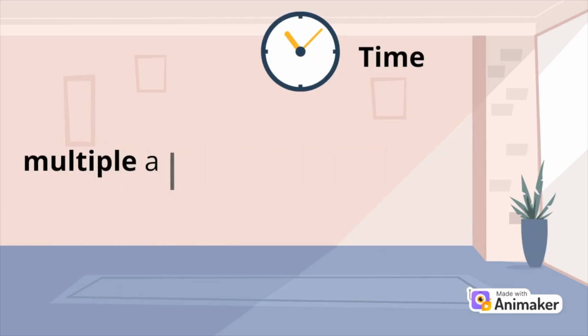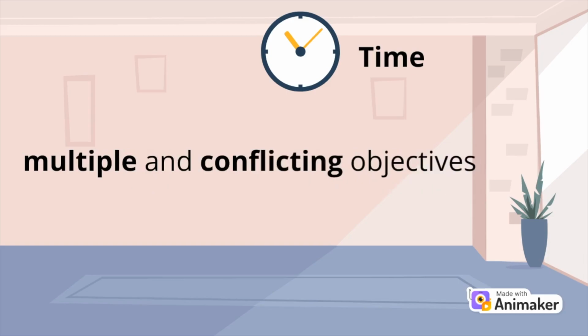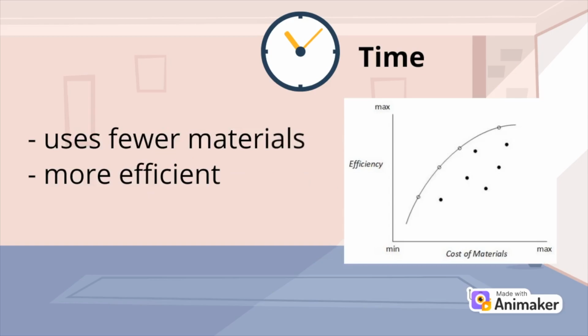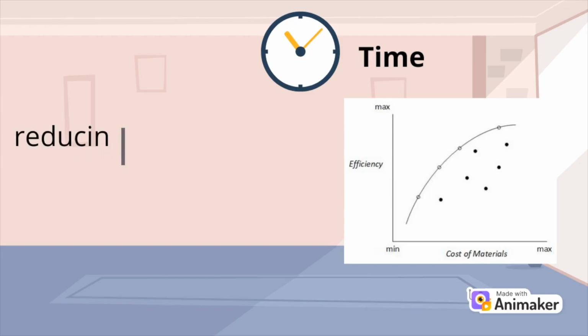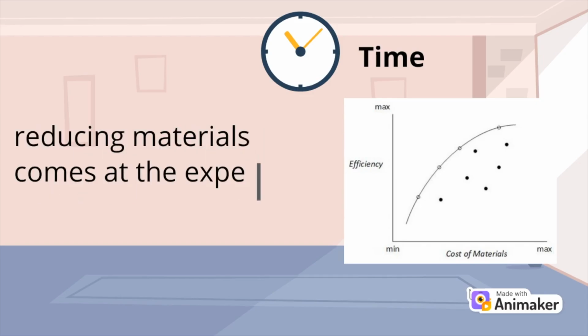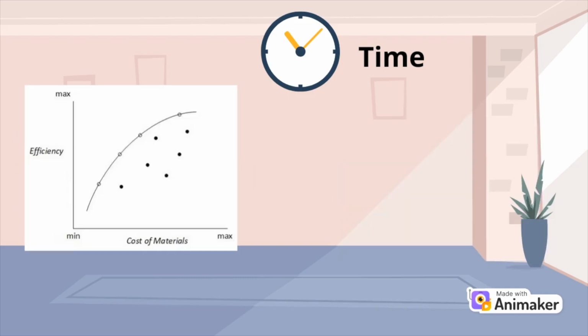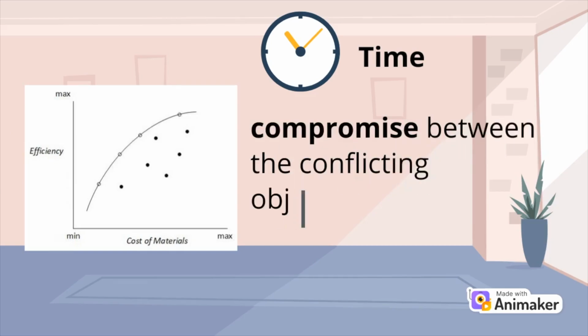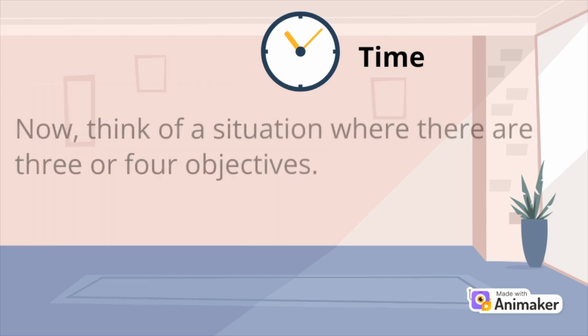To design a motor, electrical engineers are faced with multiple and often conflicting objectives. Think of a situation where they want to design a motor that uses fewer materials and at the same time one that is efficient. When they try to do that, they realize that as soon as they start reducing materials to make the motor cheaper, the motor becomes less and less efficient. As you can imagine, a good motor design is one that is a compromise between the conflicting objectives. Now, think of a situation where there are 3 or 4 objectives. This must be so challenging, don't you think?